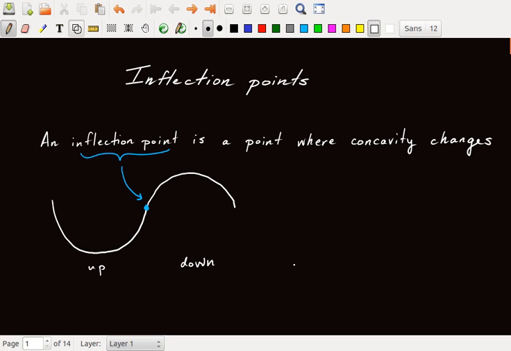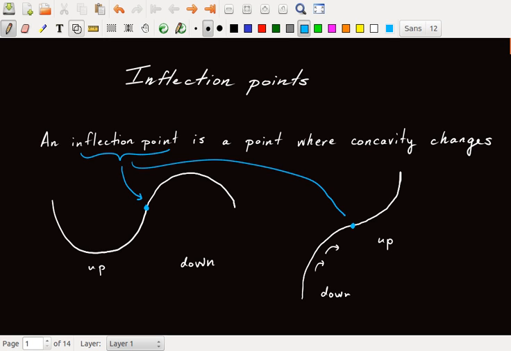Or it might have a situation like this. We start off concave down, so we're turning downwards, but then we start picking up. We start going concave up. So here is the inflection point. It's the place where we go from turning down to starting to turn up.